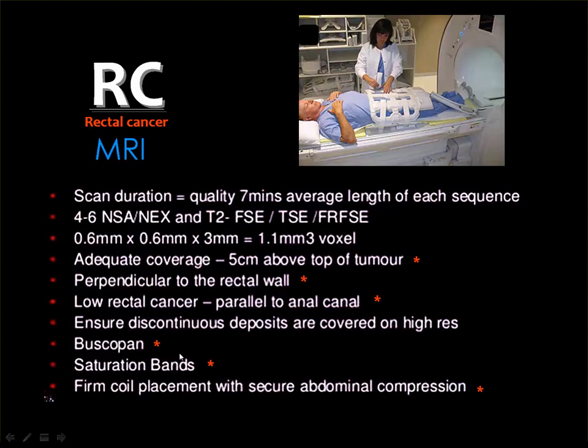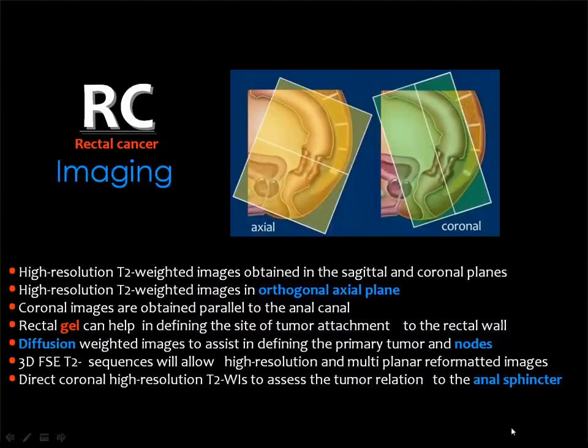Then you may give Buscopan or a spasmolytic agent to decrease the intestinal motion. You may use saturation bands to mask the signal from the aorta and the anterior abdominal structures. Also, you should firmly place the coil and secure abdominal compression, and this will help to inhibit respiratory motion and will increase the scan quality.